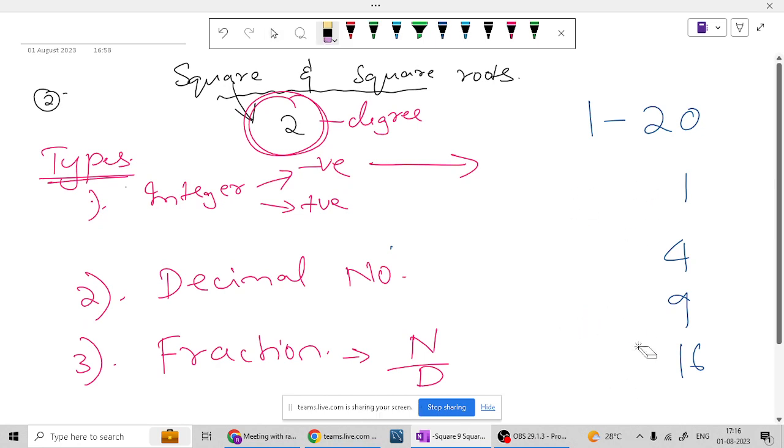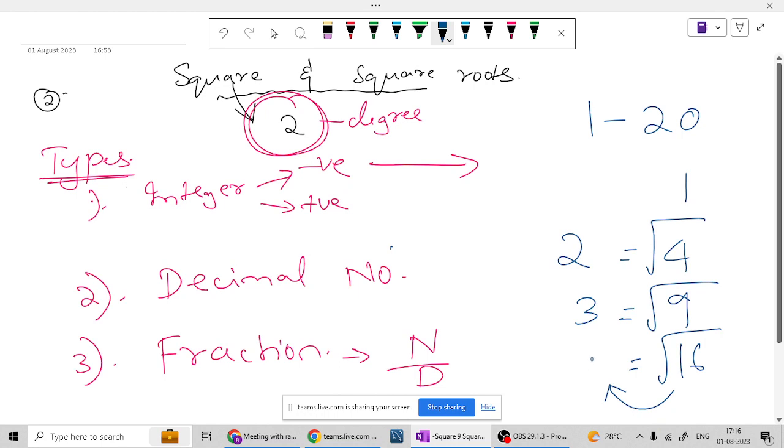What's the square root of 4? 2. What's the square root of 9? Sir, 3. Okay, square root of 16? 4, sir. Go through like this and even in the reverse order.